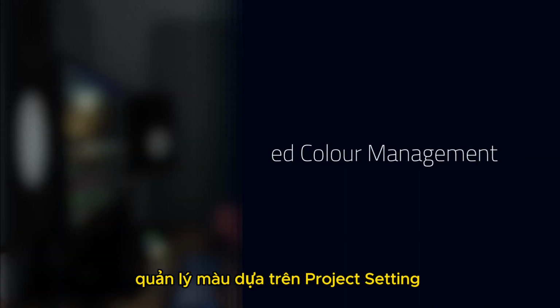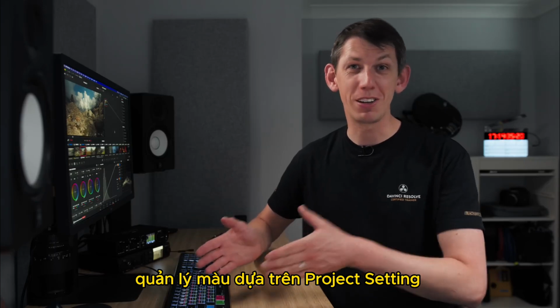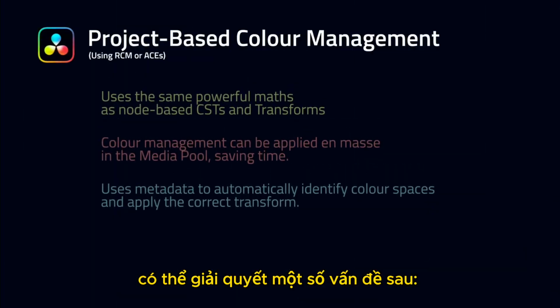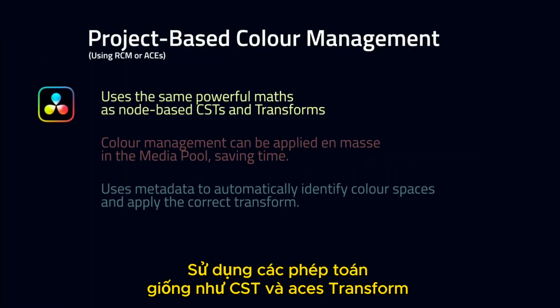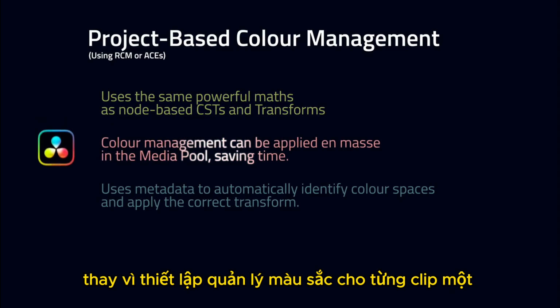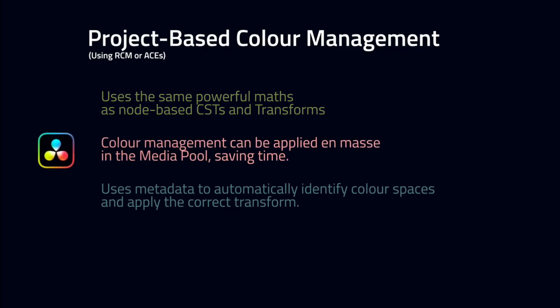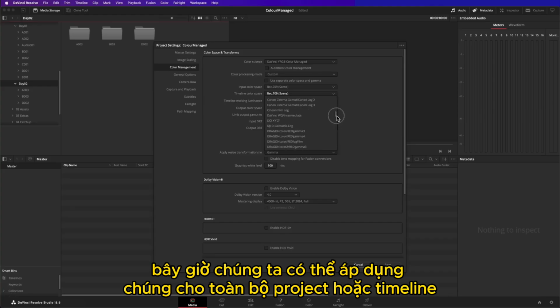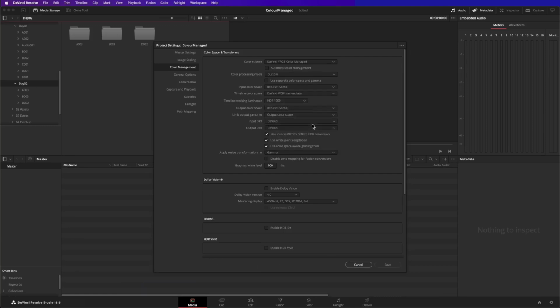Project-based color management, or what most people call just color management, solves some of these problems. It uses the same powerful maths that's in those CST and transform tools, but hides it in the background. Instead of configuring your color management on a per-clip basis in your node tree, it can now be configured globally in your project or timeline settings.